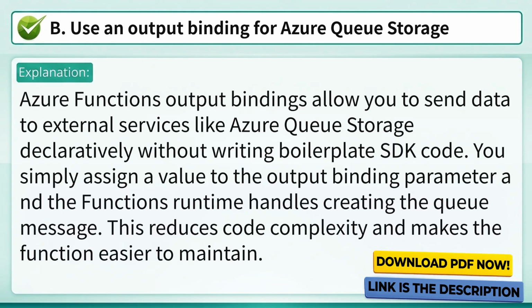Correct answer, B. Use an output binding for Azure Queue Storage. Explanation. Azure Functions output bindings allow you to send data to external services like Azure Queue Storage declaratively without writing boilerplate SDK code. You simply assign a value to the output binding parameter and the function's runtime handles creating the queue message. This reduces code complexity and makes the function easier to maintain.